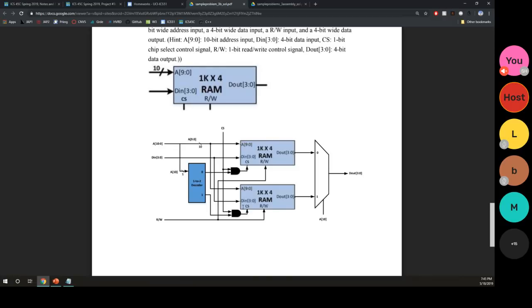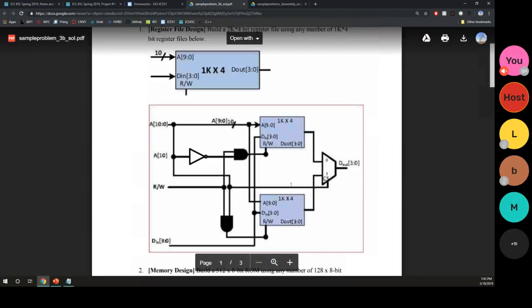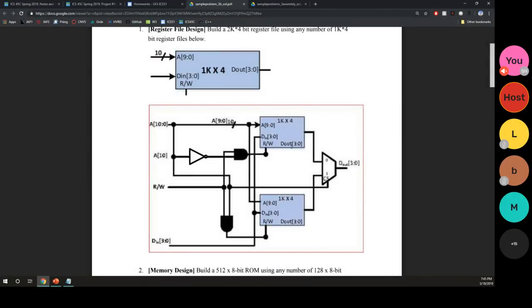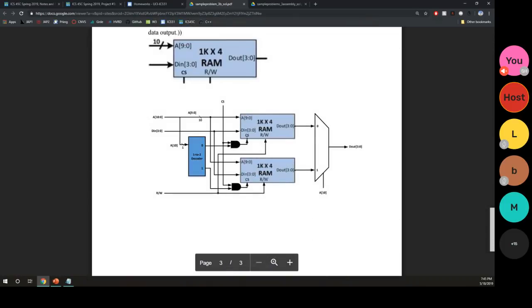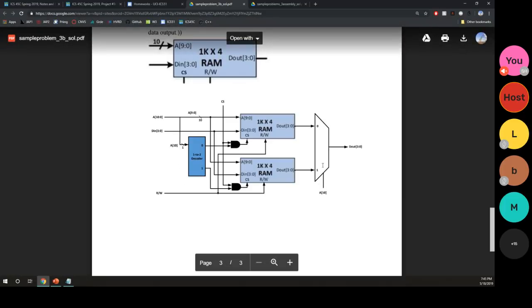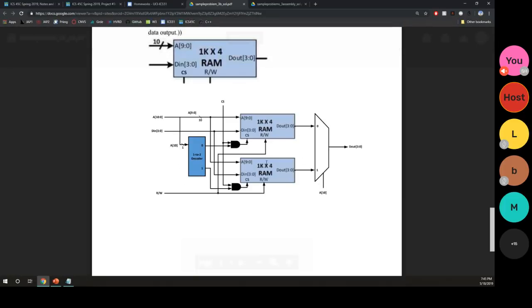So in the case of this one, we had to AND it because it's only read and write for a register file. But down here, we don't need to because our chip selector already chooses. Granted, the read/write still needs to go down to the mux to choose which of these two, but it doesn't need the AND with the read/write.